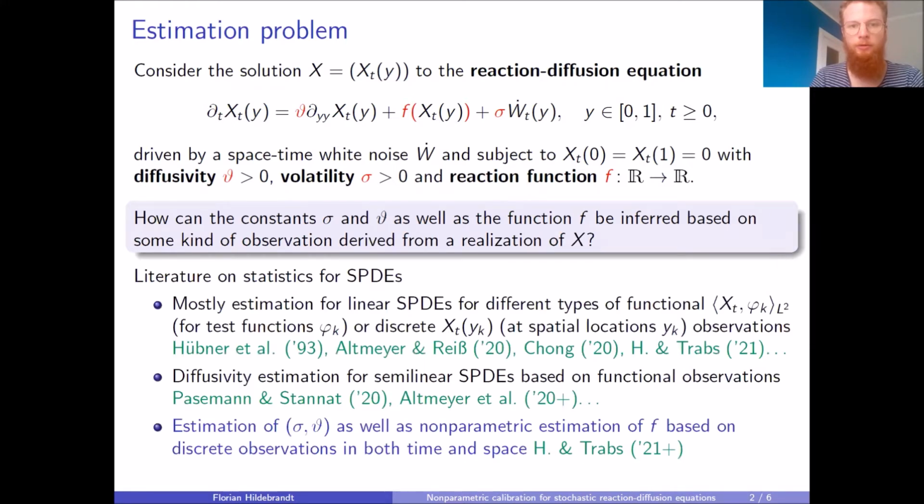These kinds of questions have already been asked in the literature. The vast majority of literature on statistics for stochastic partial differential equations deals with the linear equations, which would correspond here to the case where f is equal to 0. Different sorts of functional and also discrete observations have been analyzed. More recently, there have been some works on diffusivity estimation for semilinear SPDEs when functional observations are available. What I will be talking about today is the case of discrete observations in time and space. For this particular equation, we will be estimating the diffusivity, the volatility parameter, and the function f in a non-parametric way.